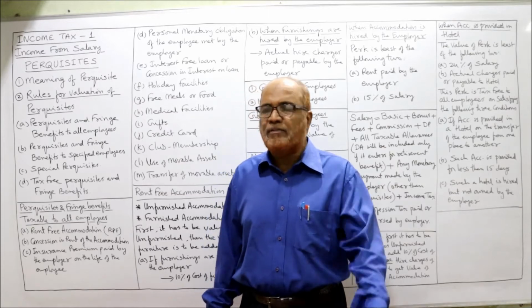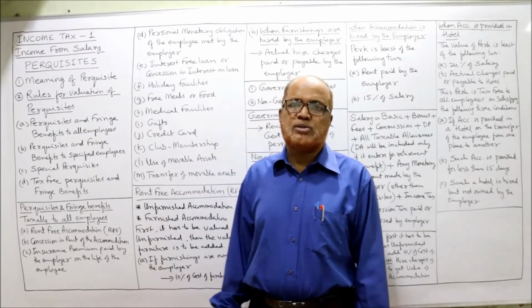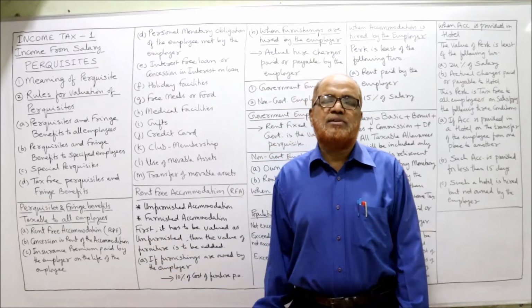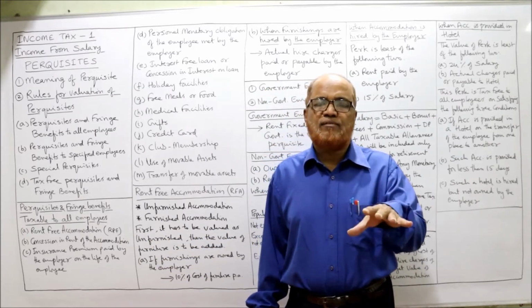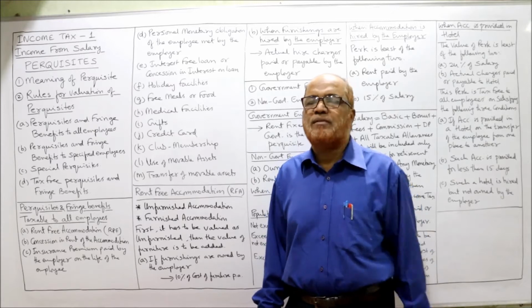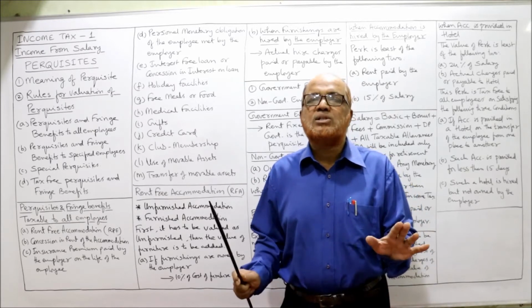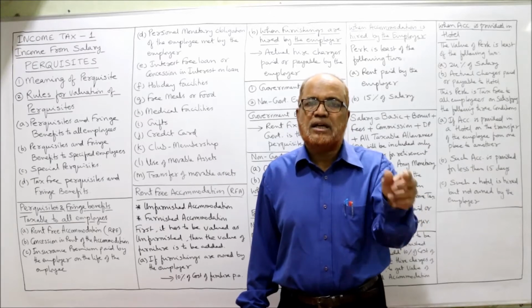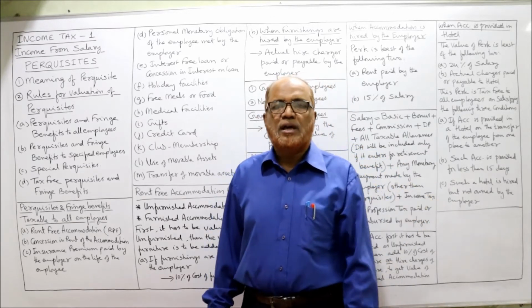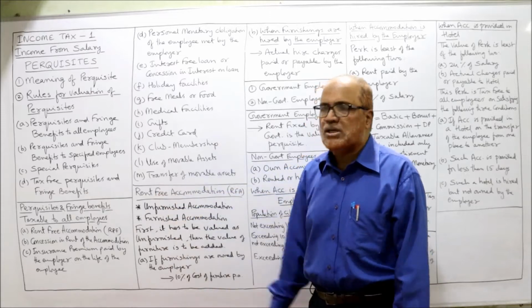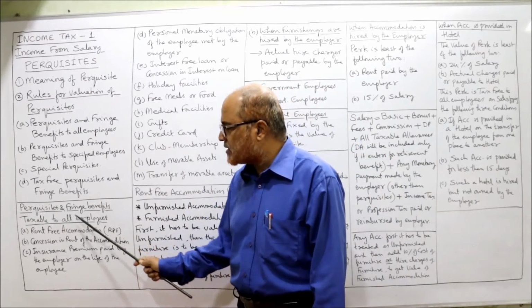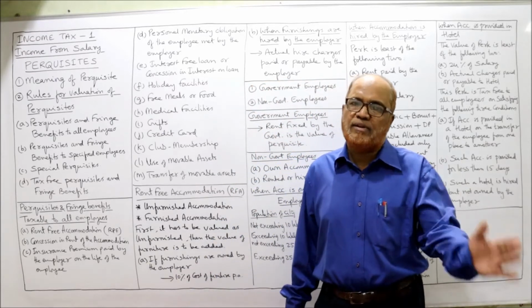Now we will study one by one. Then the third one, special perquisites. Then the last one is tax-free perquisites and fringe benefits. There are some perquisites and fringe benefits which are completely tax-free. A list has been given by the Income Tax Act that these perquisites are completely tax-free. In this way, we have classified all perquisites into 4 categories. Now, first, perquisites and fringe benefits taxable to all employees. One by one we will take.